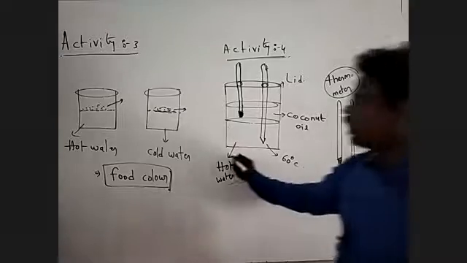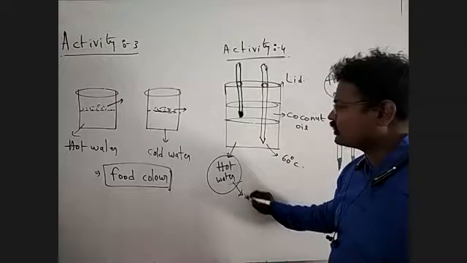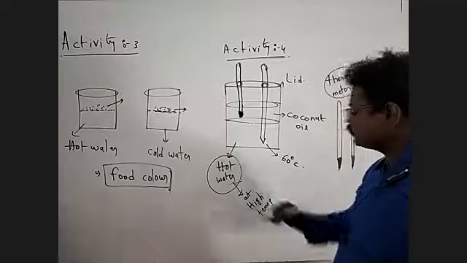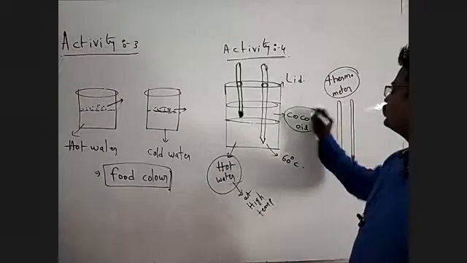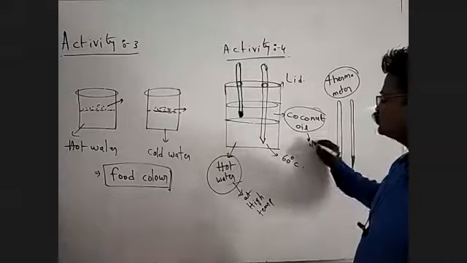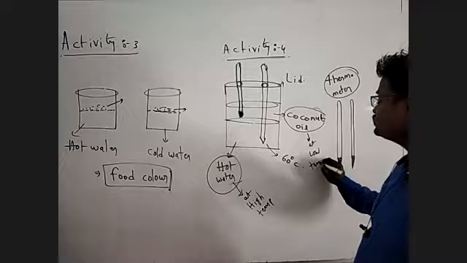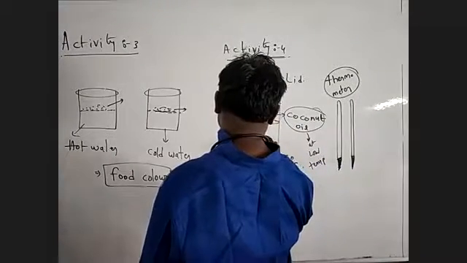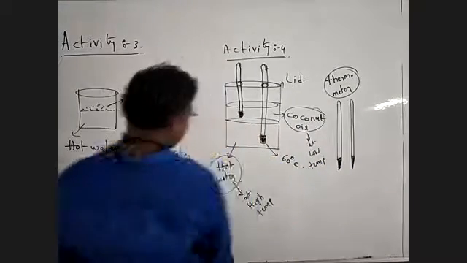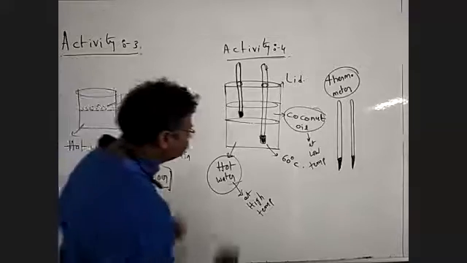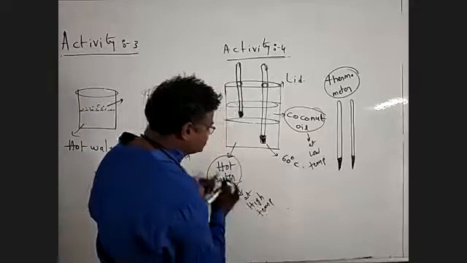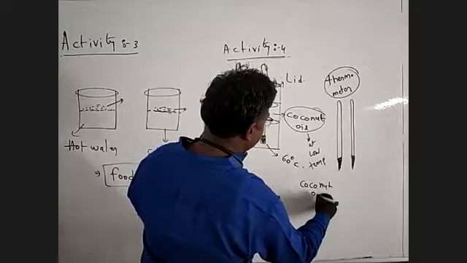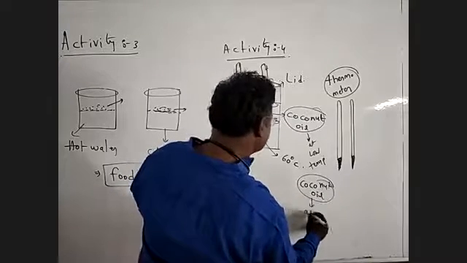This is a hot body: hot water at a high temperature. The coconut oil is at a low temperature initially. Now, what will happen in this situation? Heat flows from the hot water, which is at high temperature, to the coconut oil, which is at low temperature.